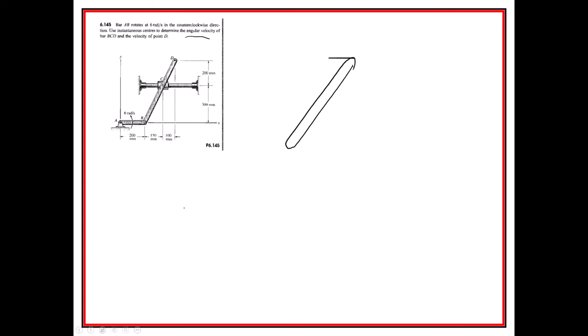And looking at the velocities they gave us right here, well, first off, we can get this guy's velocity. This guy's going at 6 radians per second. So the velocity of B is going to be right there. All right, and so we know the velocity of B is also going to be right there.